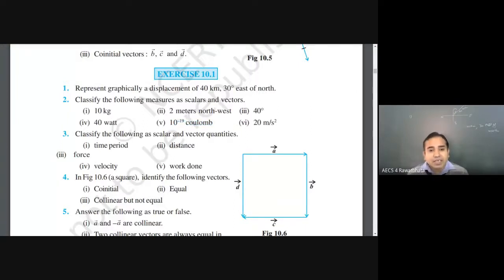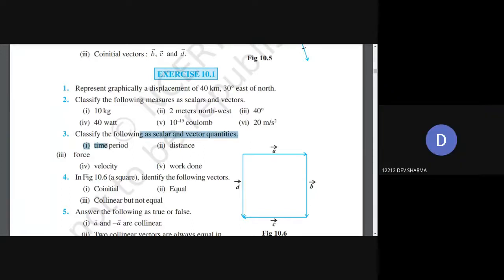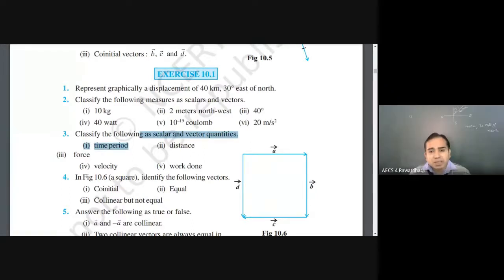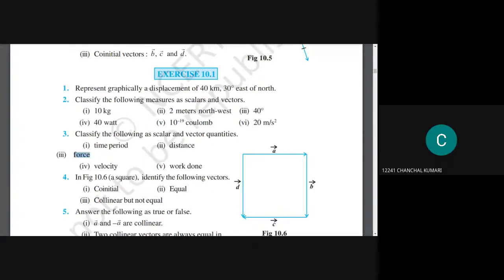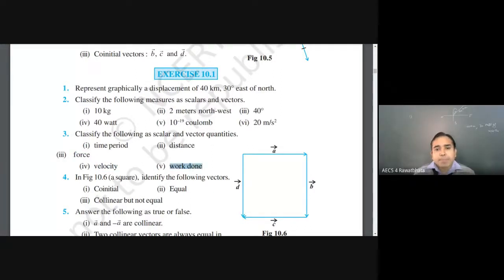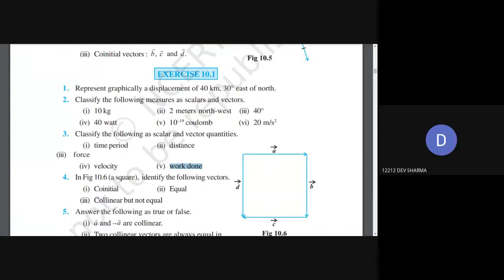Question 3. Classify the following as scalar and vector quantity. Time period. Scalar. Distance is also a scalar quantity. Third, force. Force we have already discussed. Vector quantity. Velocity. Vector. Work done. Scalar.